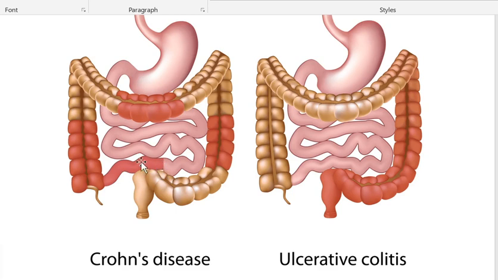Crohn's can affect this little last part of the small intestine here and the cecum, and this ascending colon right here. So that's why we say Crohn's is the lower right, ulcerative colitis is the lower left. Please, please, please remember that.